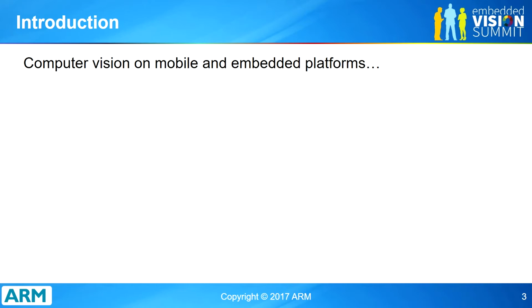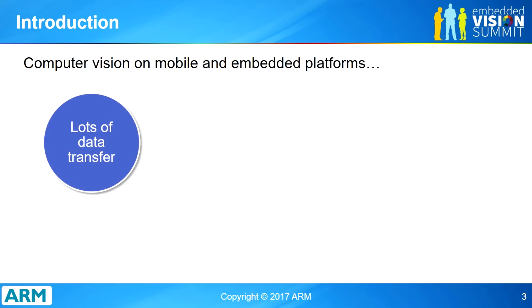So I'm going to talk about computer vision on mobile and embedded platforms. And I see that really characterized by two things. Firstly, it's a lot of data transfer. And every time you transfer data in mobile and embedded, obviously you use power. And power is something we don't necessarily have a huge amount of. So that's the first thing we have to get over.